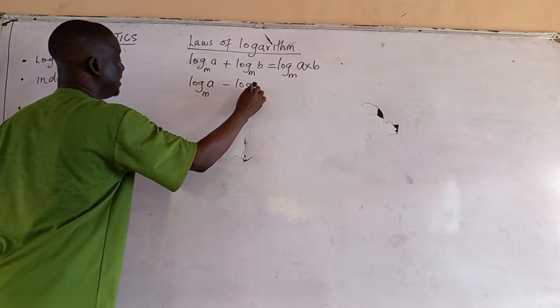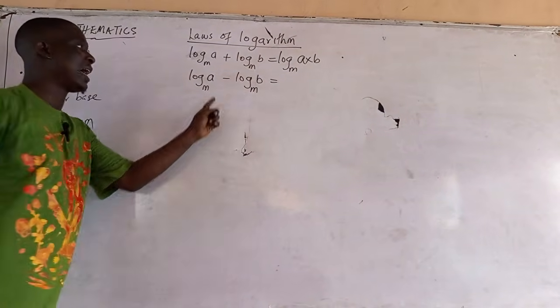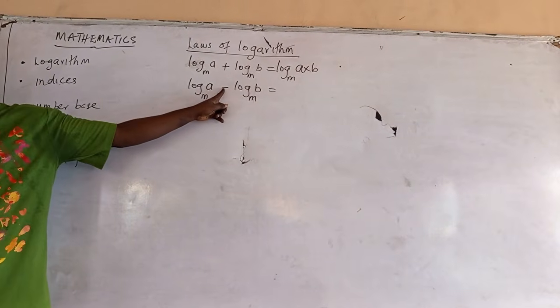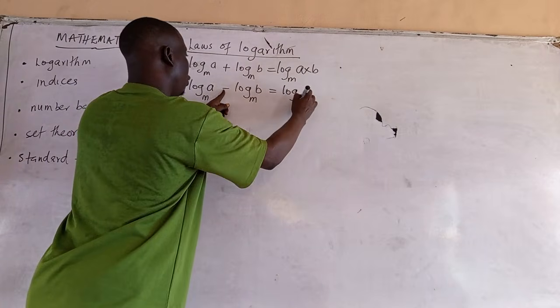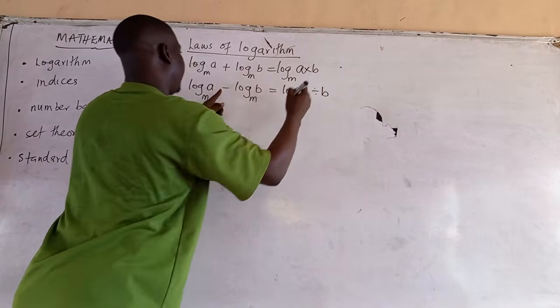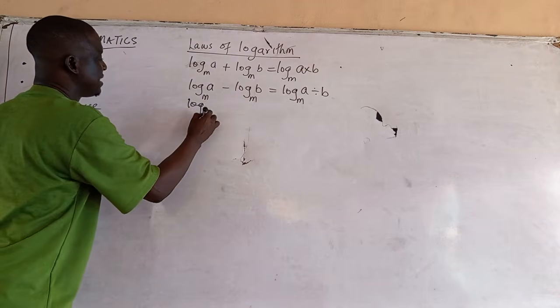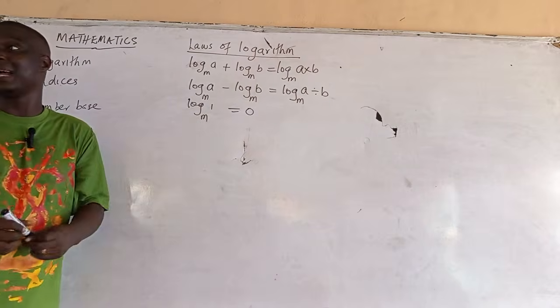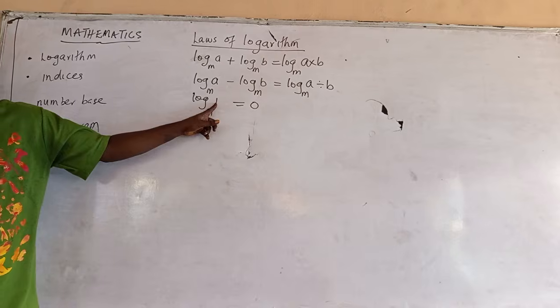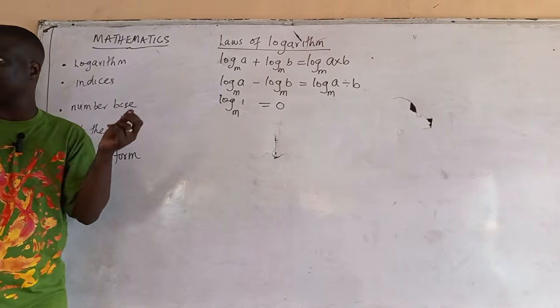Minus log base n to the power of b. Anytime you are having two logs subtracted, with the minus and the divide, you know what I'm doing. Now, log to base m to the power of 1 is equal to 0. Anytime you're having log with the power of 1, you don't need to bother yourself, it's 0.